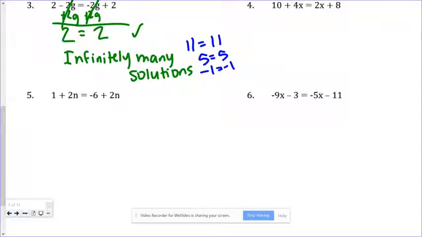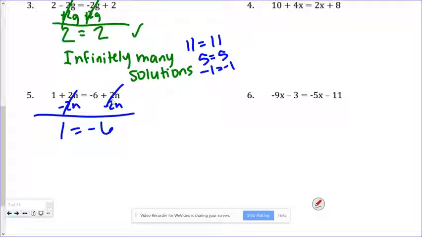Okay, again, we have a 2n and a 2n. They're the exact same numbers, so it doesn't matter which one you subtract. So they cancel on both sides. So I have 1 is equal to negative 6. Those are not the same numbers, so they are not equal. It is not true. So I'm going to say no. I'm putting a slash between or on top of the equal sign because it's not true. So if it's not true, you write no solution.